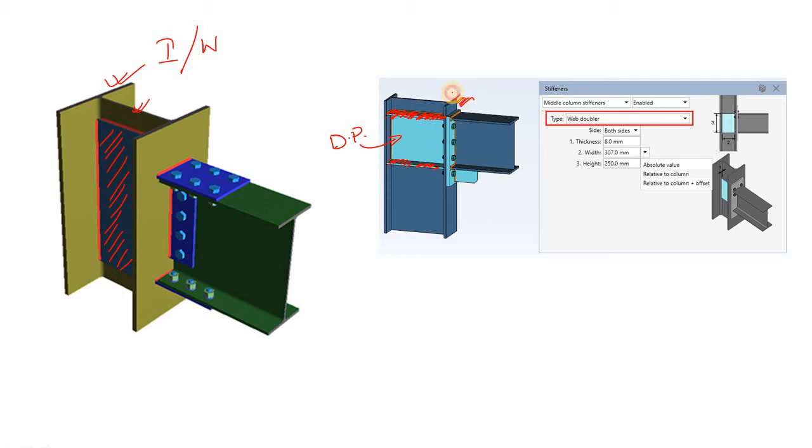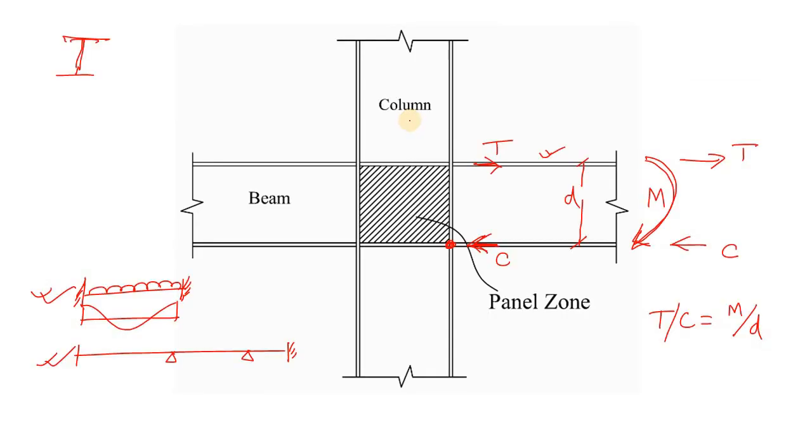This side also there is another stiffener. Okay, so now it is clear to you why stiffeners are used in this moment connection. Now it's time to see why this doublet plate is required. Okay, so let's find out.